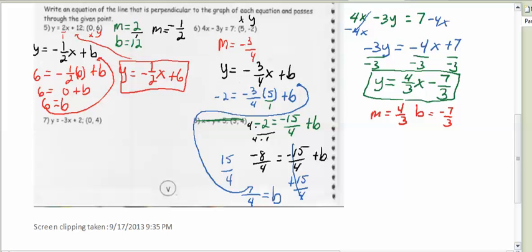And I'm going to go ahead in black and write my final answer. It's y is equal to negative 3 over 4 x plus 7 over 4. And that's an equation of a line that is perpendicular to that one, because our slope is flipped over, opposite sign. The y-intercept is 7 over 4, and that one is negative 7 over 3. Okay, 2 more to go.